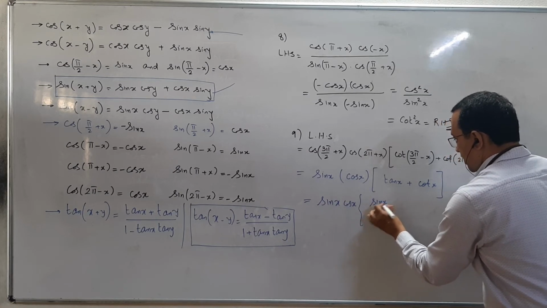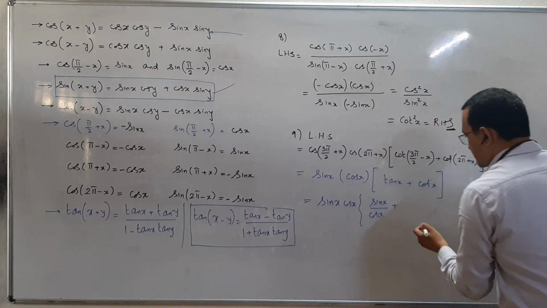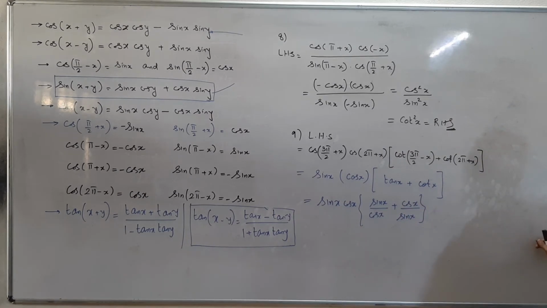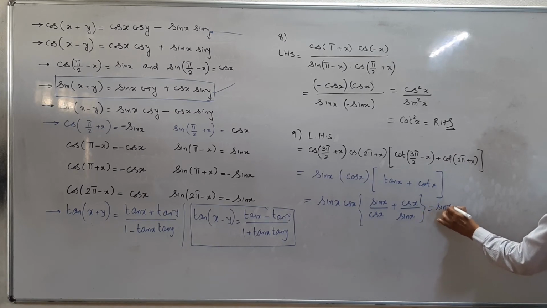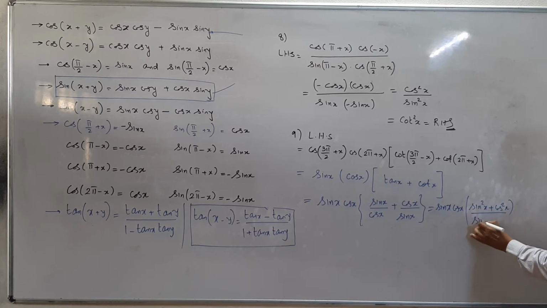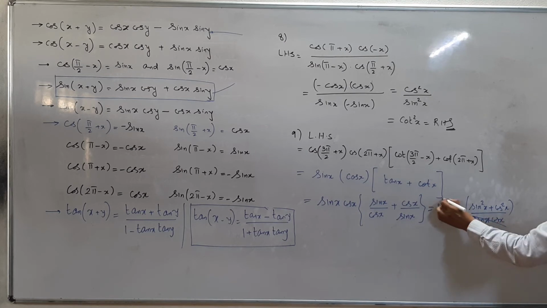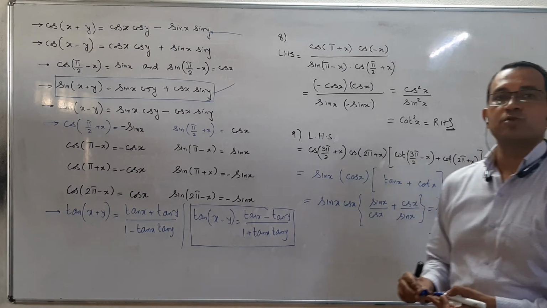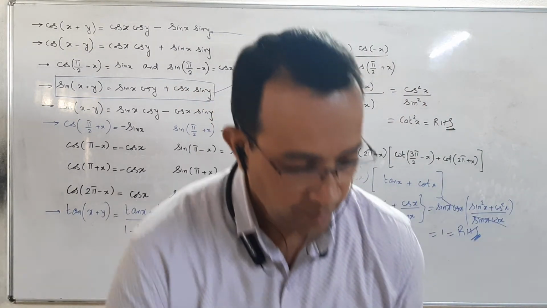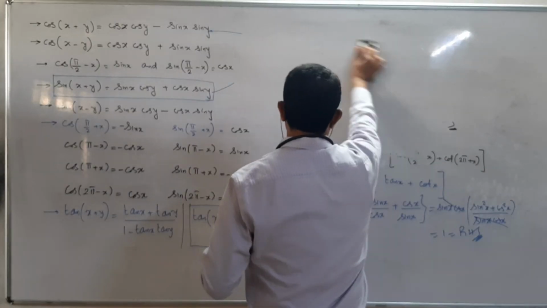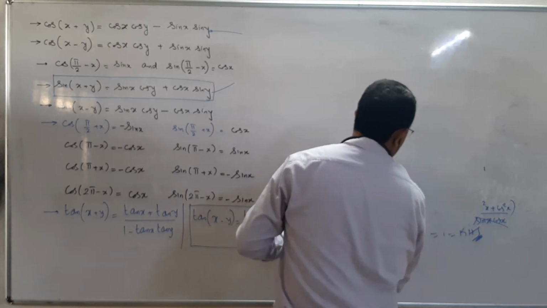This is written as sin x upon cos x, and this is written as cos x upon sin x. Take the LCM within the bracket. So sin x cos x into bracket sin square x plus cos square x upon sin x cos x, which gets cancelled. Sin square x plus cos square x is 1, and 1 is definitely your RHS. Now let us complete the 10th sum. The remaining questions we will do in the next lecture, because the concept is changing.